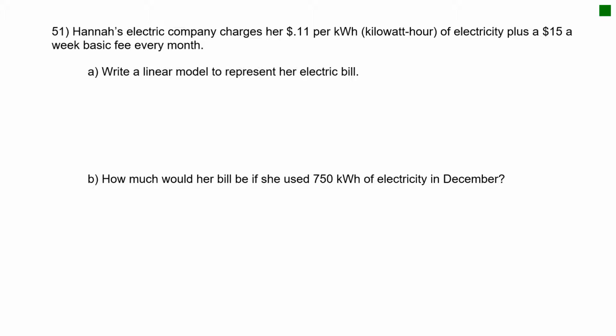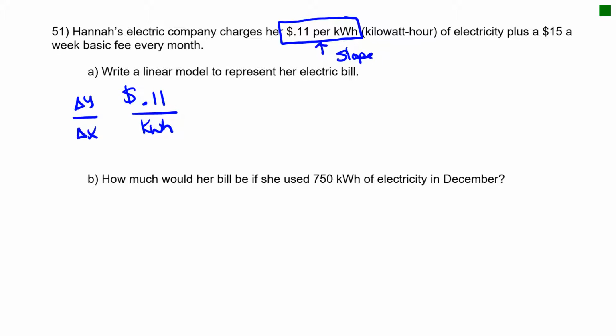Hannah's Electric Company charges her 11 cents per kilowatt. Do you remember what per means? Per is our slope. So I have 11 cents per kilowatt hour. That tells me, remember, the slope is the change of y's over change of x. So if I was writing a point, my y's are money and my x is kilowatt hours.